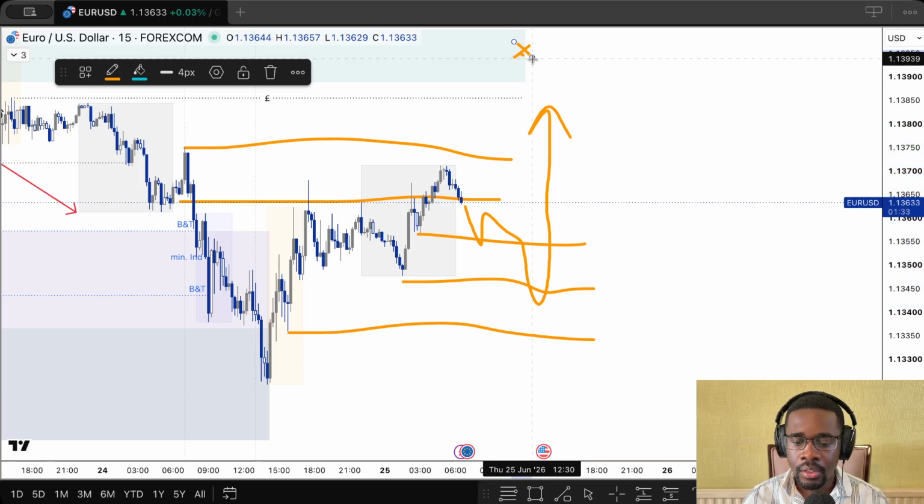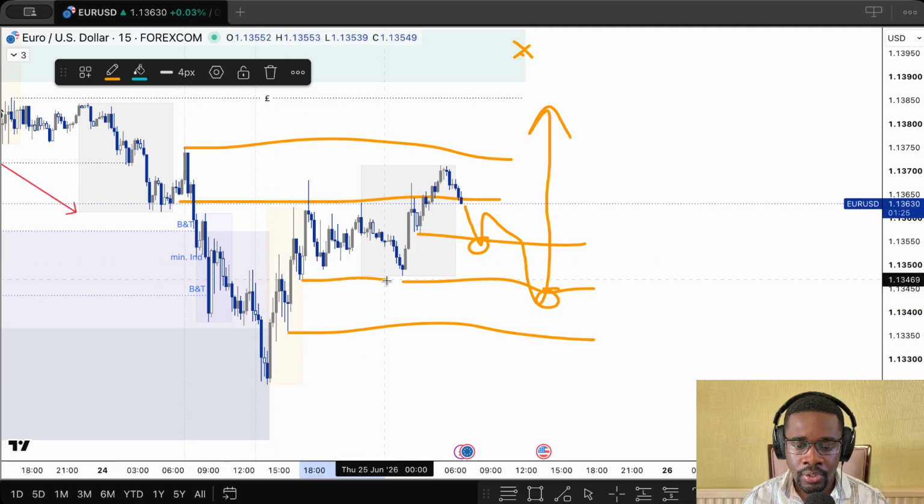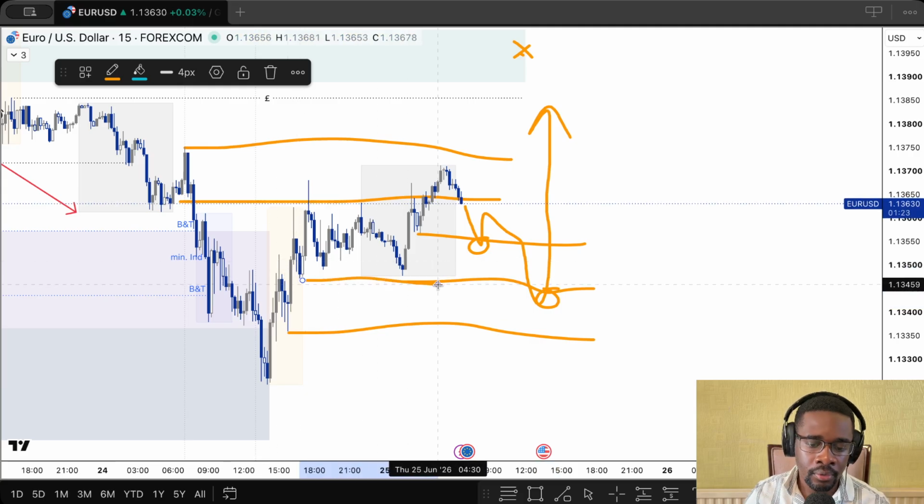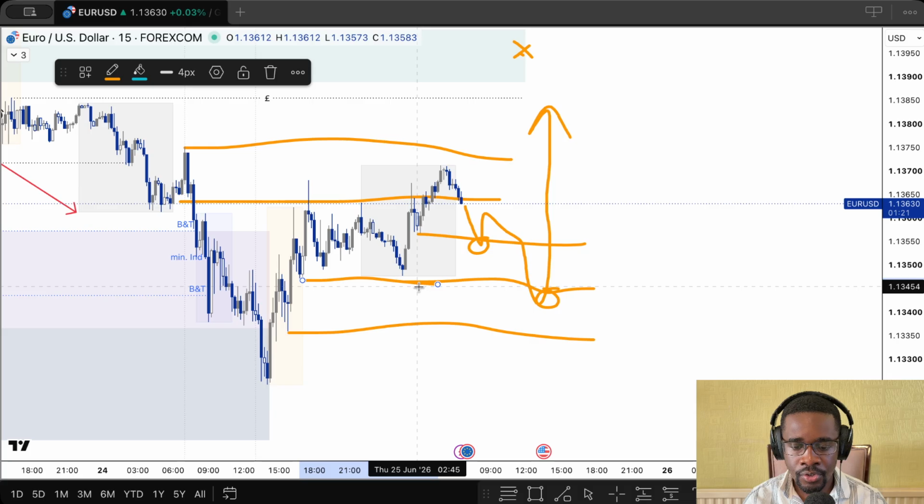Okay, so any sweep of here and a confirmation, or taking Asia lows, giving a confirmation, taking that low as well. So this makes it really difficult lows.